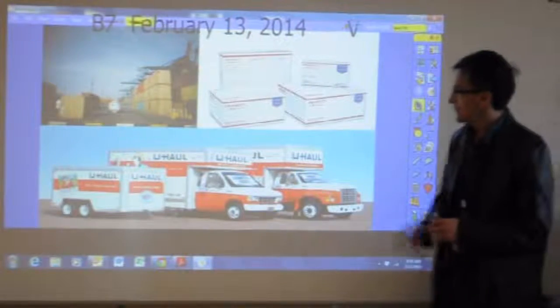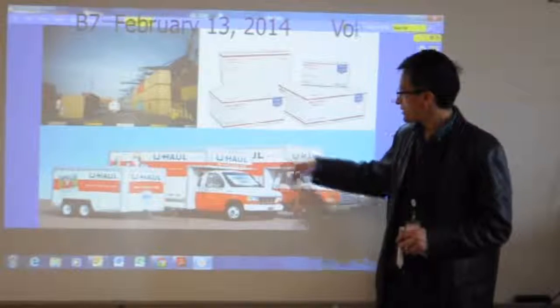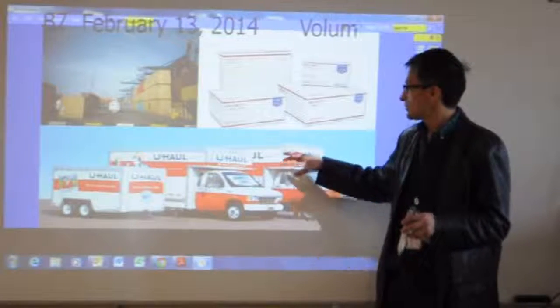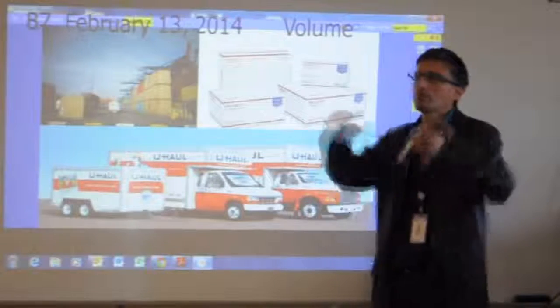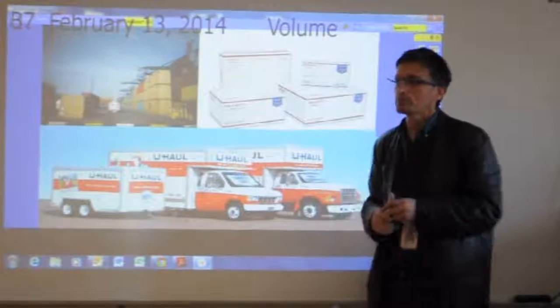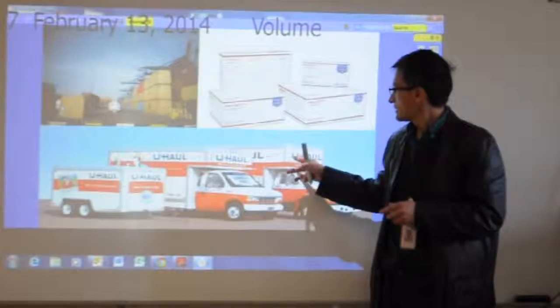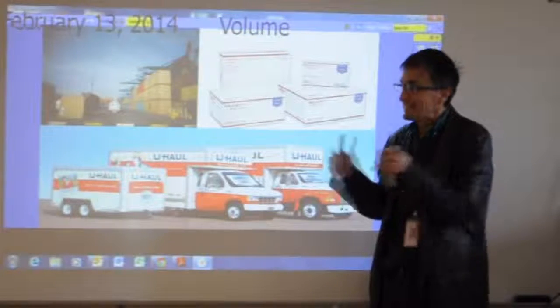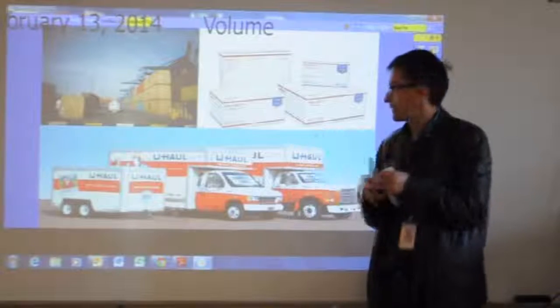It means if you put only 2 boxes inside of this big truck, the volume is wasted because you have a lot of space and only a couple of boxes there. Now, if you put more boxes, you are increasing the density because you are compacting more stuff.